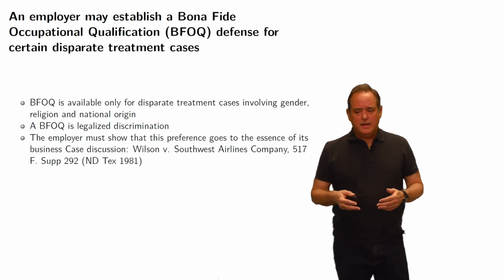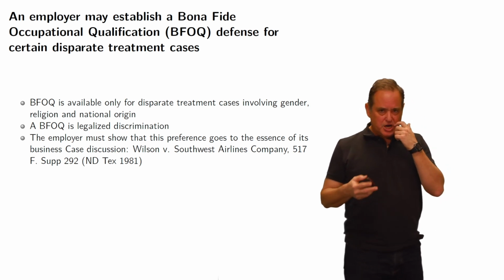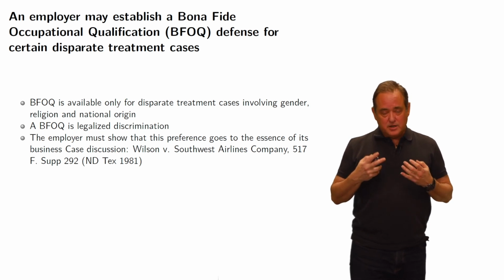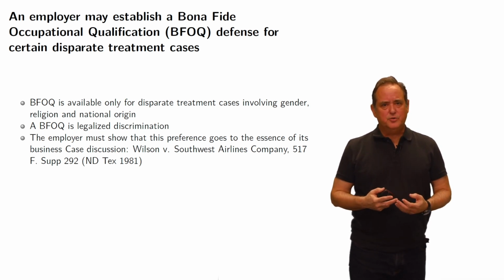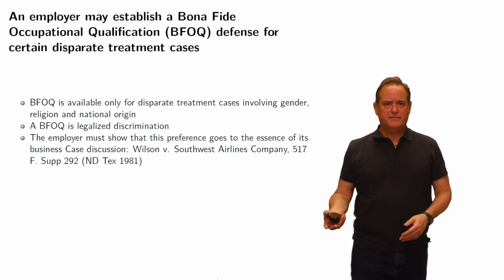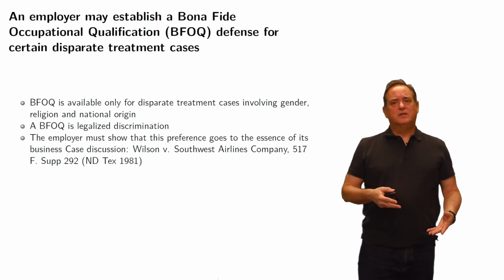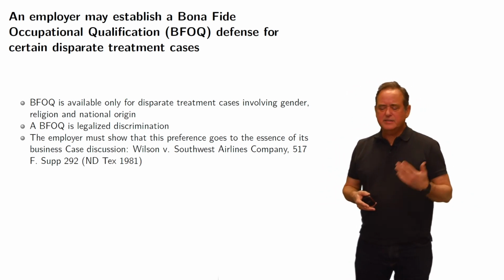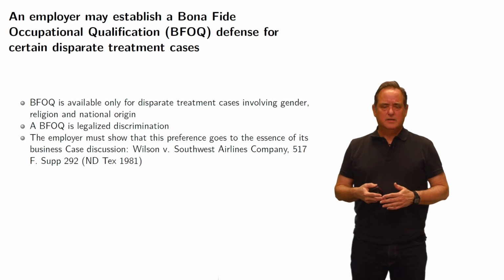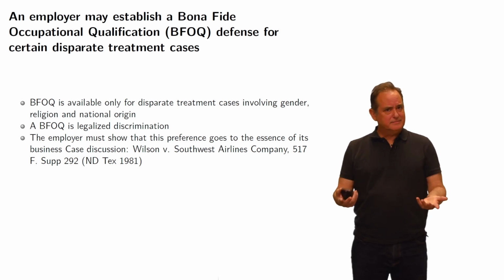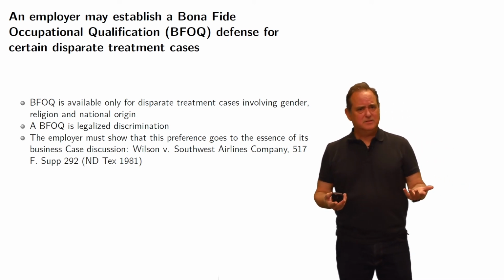The employer has to show that this preference goes to what we call the essence of the business, meaning it must not simply be something that you can do, you'll make more money if you discriminate. Instead, it must go to the very essence of the business. And a great case to discuss that is Wilson versus Southwest Airlines. This is not that long ago. This is in 1981. Not recent, but you weren't alive, but your parents were alive.